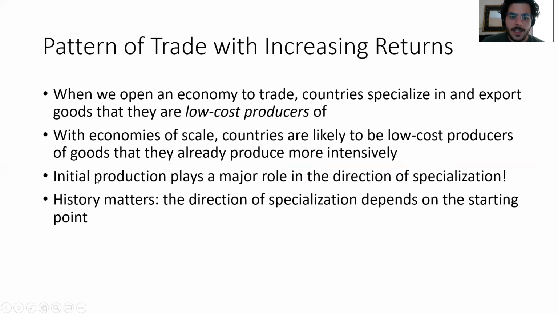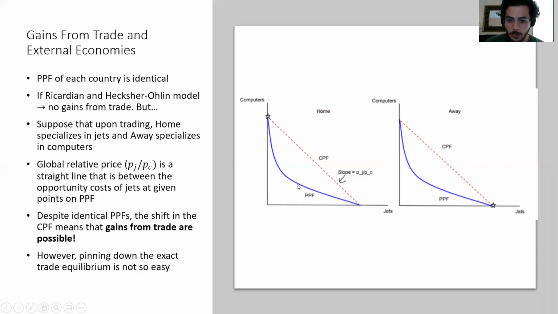And so what this means is that initial production plays a very major role in the direction of specialization. If home was already producing a little bit more jets, then they're going to fully specialize in jets once they start. Here, we sort of assumed that they specialize in computers, so it must have been the case that they were initially producing just a little bit more computers than Away was. And that kicked them off on this process of growing their industry further, getting more economies of scale, lower opportunity cost, and then fully specializing.